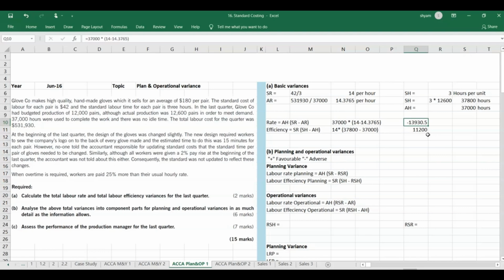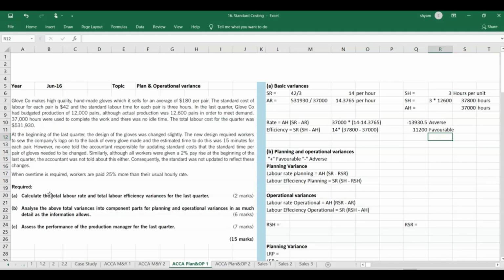So what's the interpretation? Here they should have spent only $14 per hour, but they have paid more. So this becomes adverse. And here they should have worked for 37,800 hours, but they have finished the work in 37,000 hours itself. So it is favorable. Okay, so that's about the favorableness.